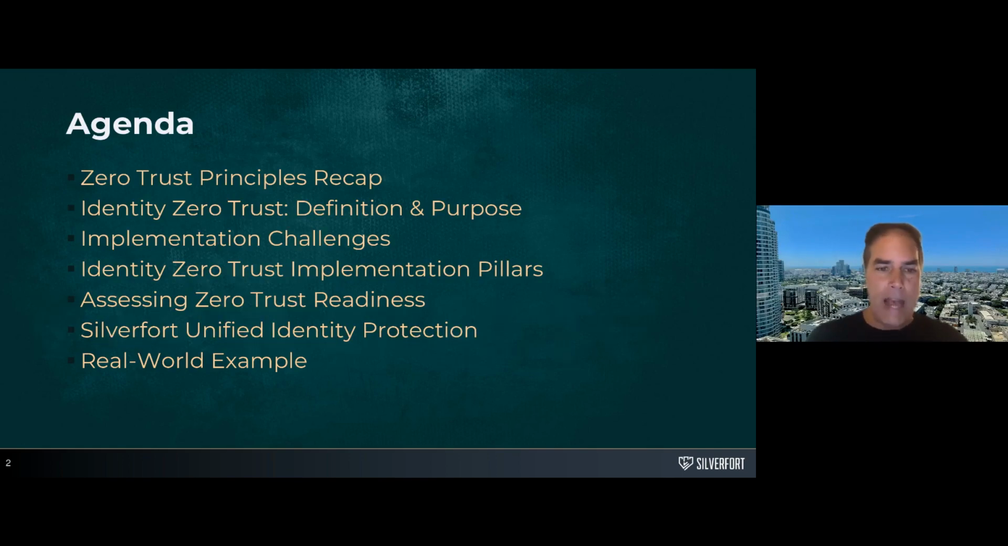I'm going to spend a few minutes after that talking about the company that I work for, which is called Silverfort, and where we fit in the context of Identity Zero Trust.